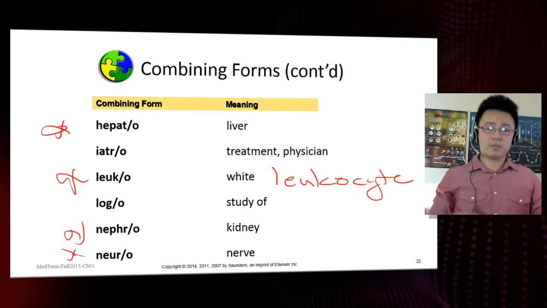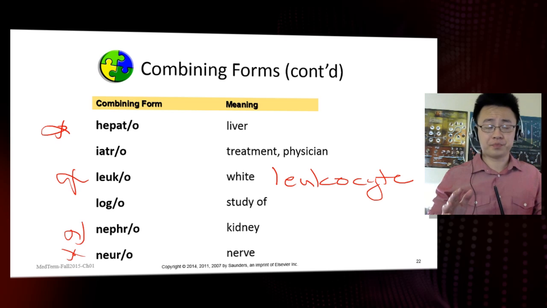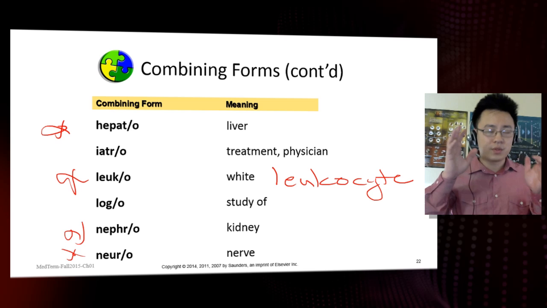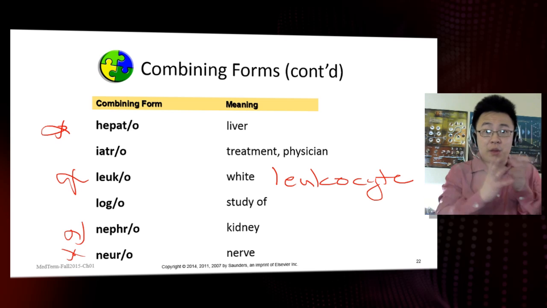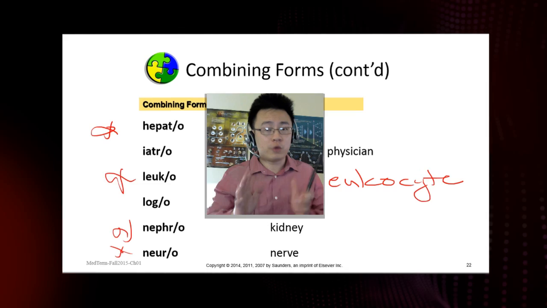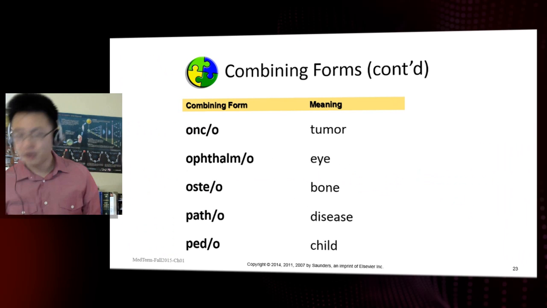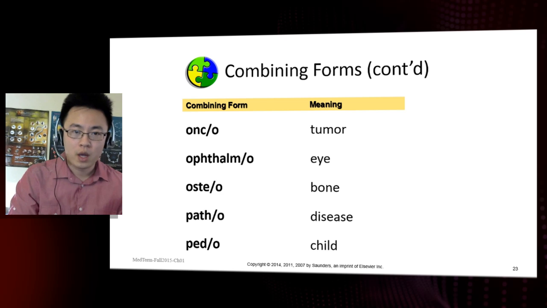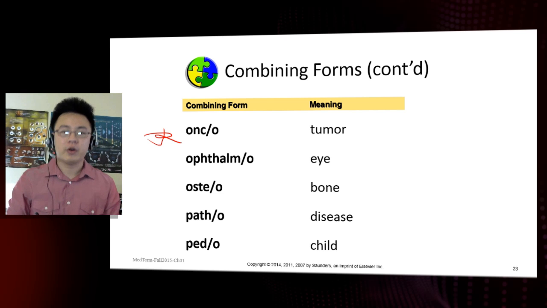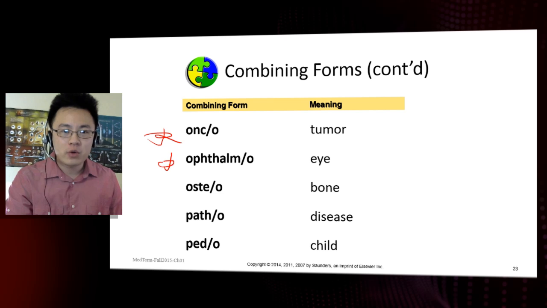Not to be confused with each other, because nephro and neuro both start with an N and an E, but for a lot of students kind of flip those two. So make sure you don't flip those two. A lot of students confuse them. So here's another one. Onco. Onco means tumor. We have ophthalmo here, which means eye.